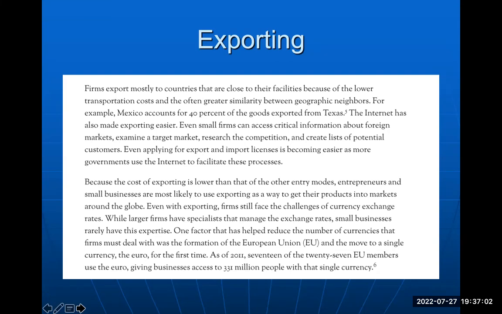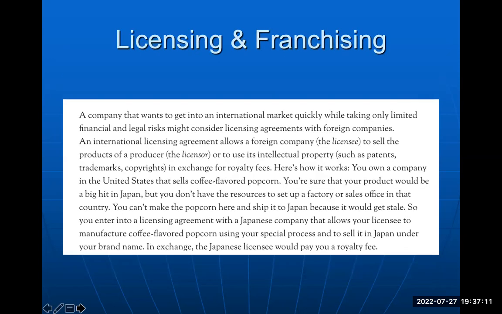All right, and they give us some examples here. I'm not going to go through all of these; this is something that you're going to read on your own. Now I want you to read and tell me what is your understanding of licensing and how does it relate to the notion of a business going international?